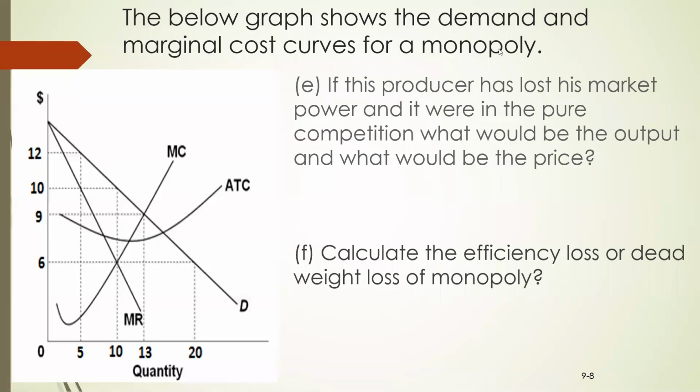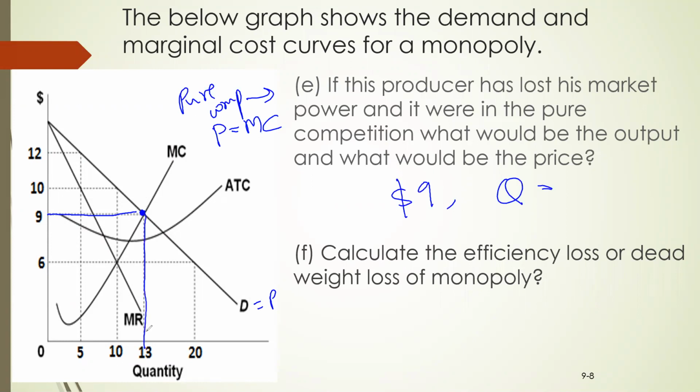Now, the next question is, suppose the producer lost monopoly power, what happens to the market and what will be the price and quantity? If he's lost monopoly power, it reaches pure competition. If it is pure competition, price has to be equal to marginal cost. That happens at this particular point. So that means price will be $9 and the quantity will be, as you can see, 13 units. That means if in monopoly the quantity was only 10 units, quantity has increased. The price was $10, so price has decreased going into pure competition.